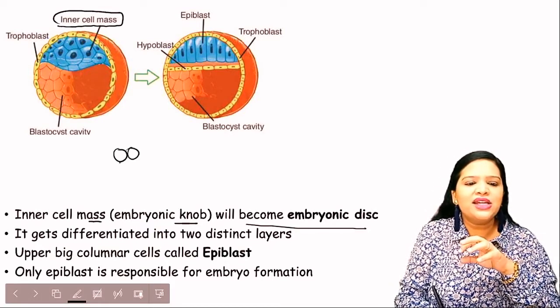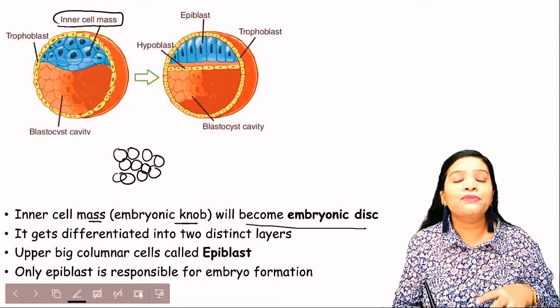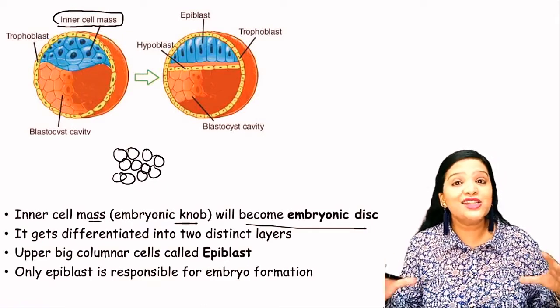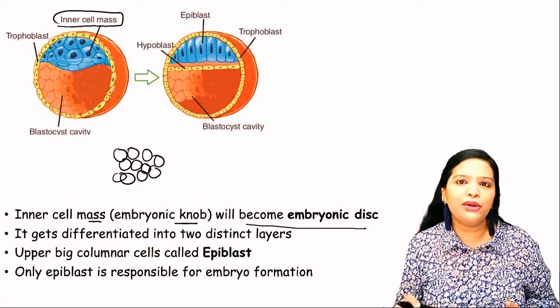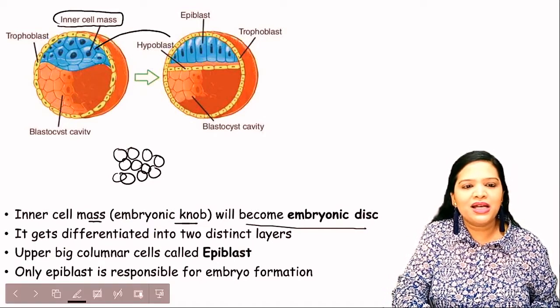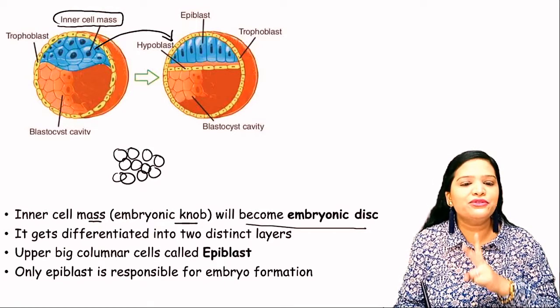It is just irregularly arranged like this, some group of 20 to 30 cells. Now these cells are going to be arranged in a nice pattern, and that is called the embryonic disc. So what happens here is that this inner cell mass gets differentiated into two distinct layers.